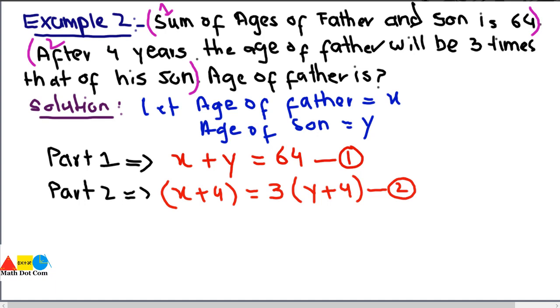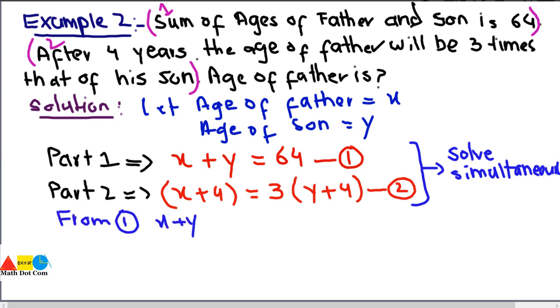Now your next step is just to solve them simultaneously, by taking the value from one equation and putting it into the other. So how can we solve x plus y equals 64? I can write from equation 1, x plus y equals 64, and we can find the value of x from here as 64 minus y. This becomes equation number 3.